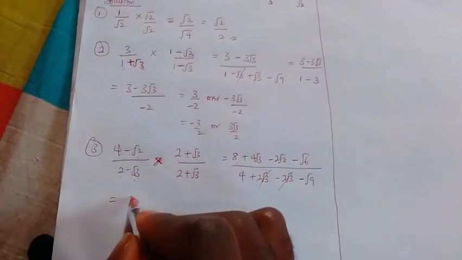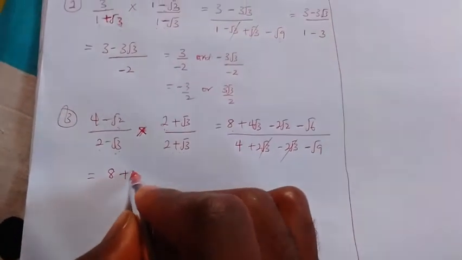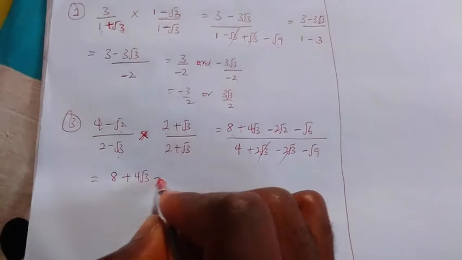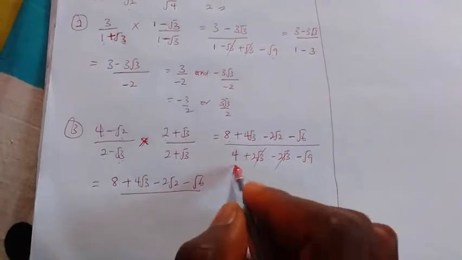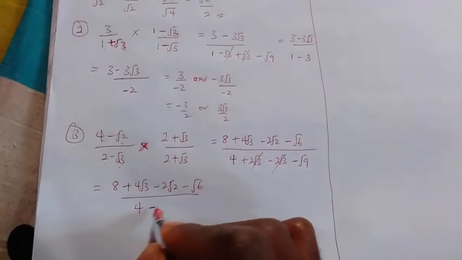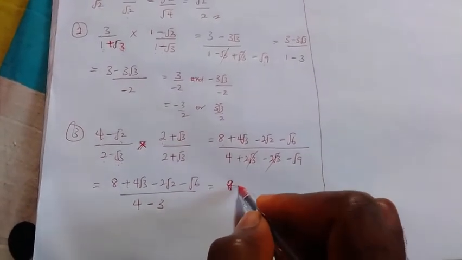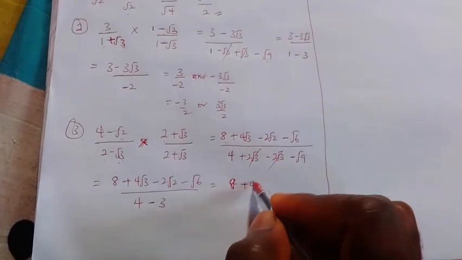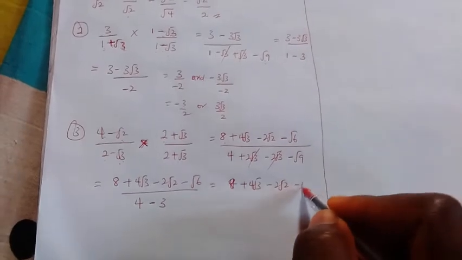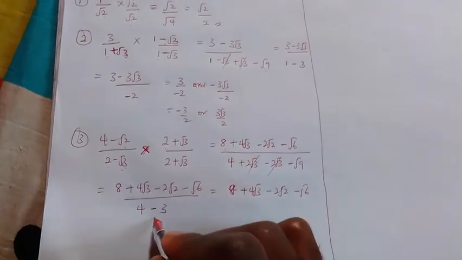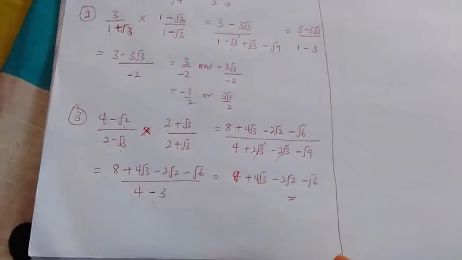Nothing's common up here, so it still remains 8 plus 4 root 3 minus 2 root 2 minus root 6 over, this becomes 4 minus 3. So my answer is what? 8 plus 4 root 3 minus 2 root 2 minus root 6 over 1. This is 1 here, which is the same thing as this. So my answer is this.